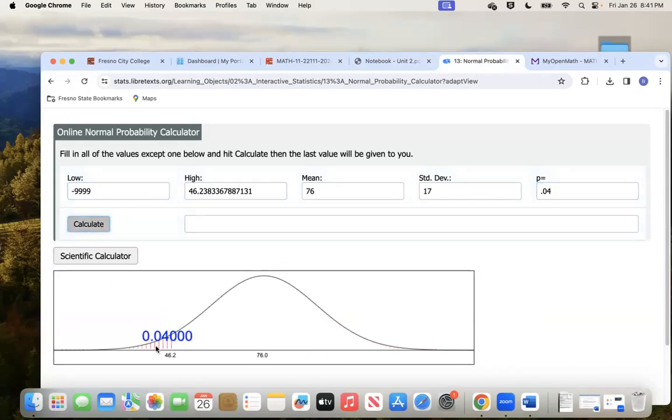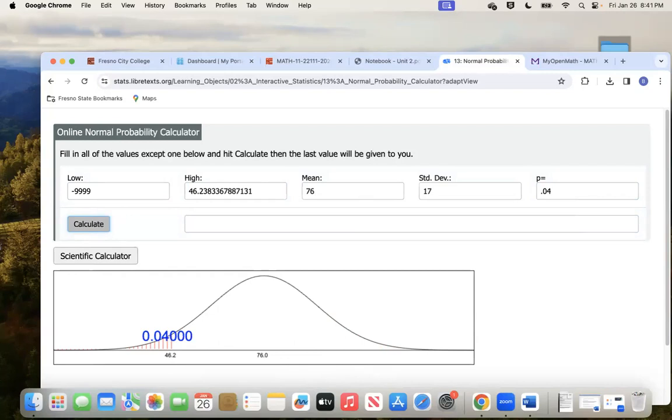It's showing us this little section right here, which is the bottom 4%. Stops at 46.2. That's the high. So people that spend 46.2 minutes or less at the hot springs are in the bottom 4%. They're the quickest in and out of the hot springs. It's just too hot for them. They're in and out. They're going to get the discount. So there's our answer for that one.